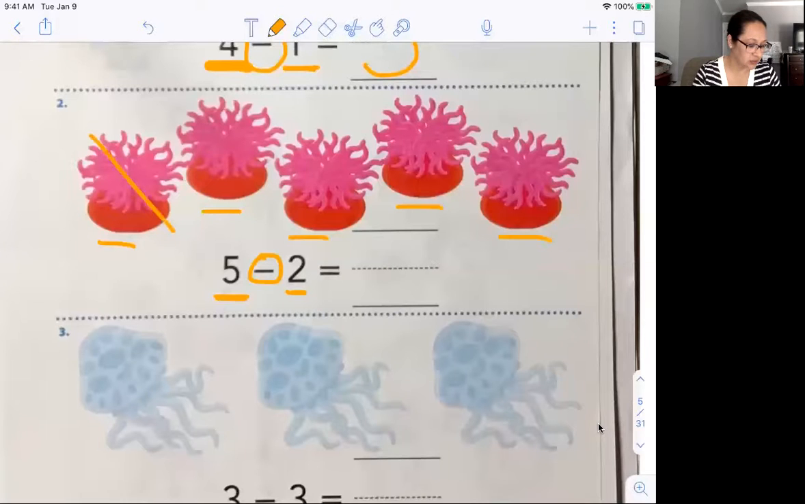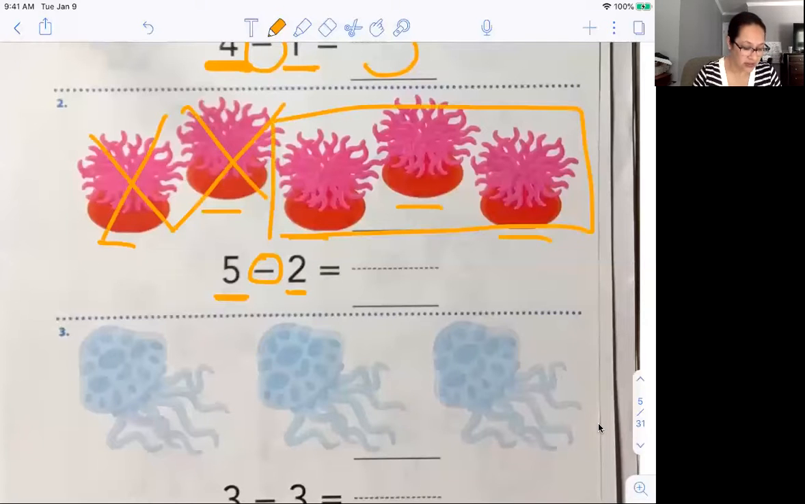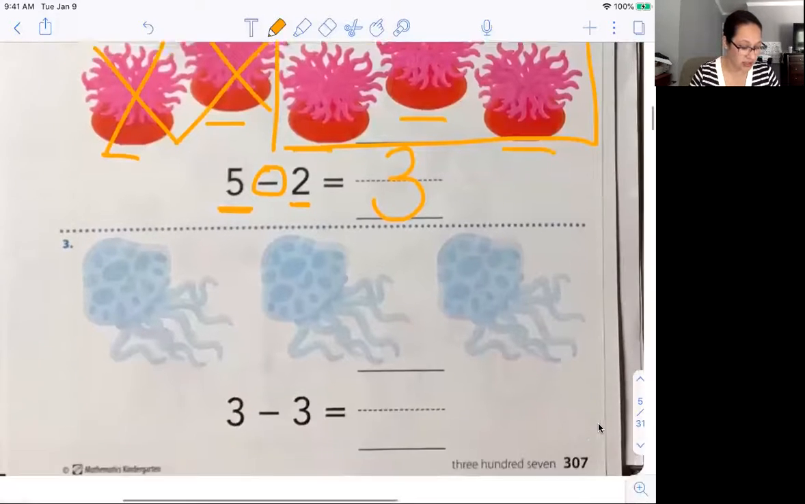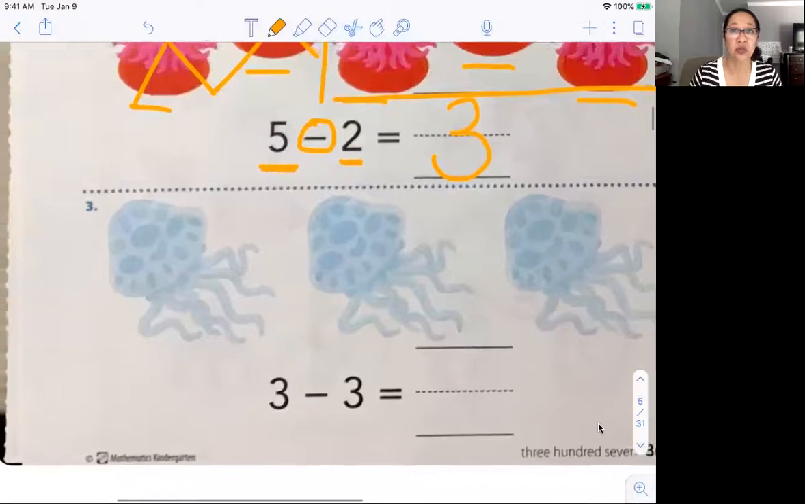So let's cross off 2. And how many are left? 1, 2, 3. Did you say 3? Good. I cross off the first 2 on the left because it's easy for my brain to just see how many are left over that I didn't cross off. Some people just cross off the middle or 1 at the end and 1 at the beginning, but then it makes it harder for you to see which ones are not crossed off. So that's just the way that I'm doing it. You could do anything you want as long as you understand what you're doing.